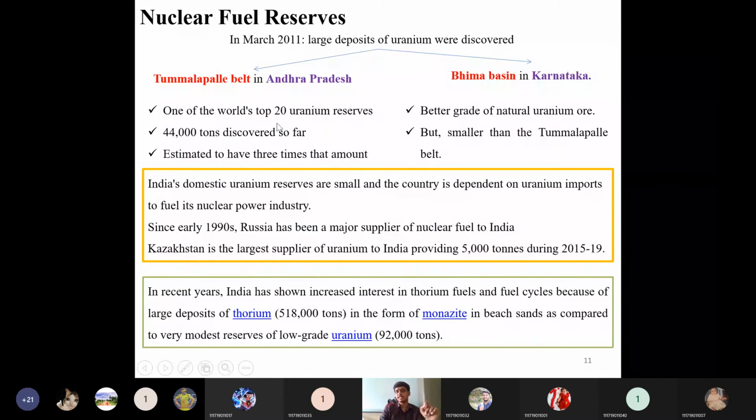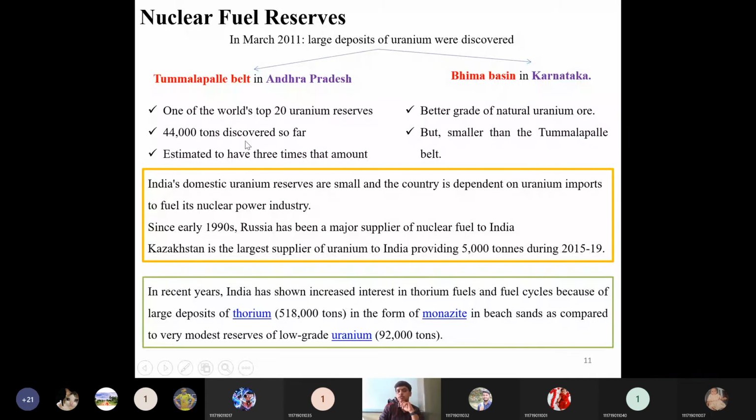There are certain advantages of these mines. This Tummalapalli belt in Andhra Pradesh is known as one of the world's top 20 uranium reserves. Okay, much uranium is there, but it suffers from low grade uranium reserves. Compared to the Tummalapalli belt, the Bhima basin has a high grade reserve, but the quantity is very limited. The grade is very high here, but the grade is very low there. The quantity is very high in the Tummalapalli belt. The quantity of nuclear material is very low in the Karnataka Bhima basin.